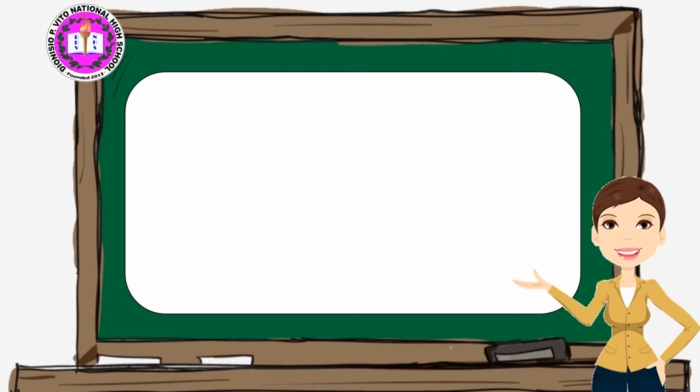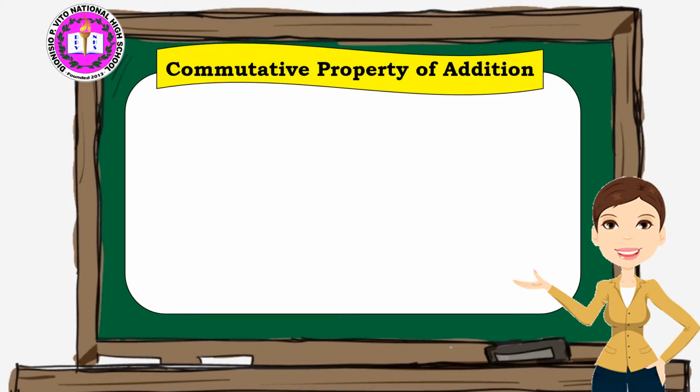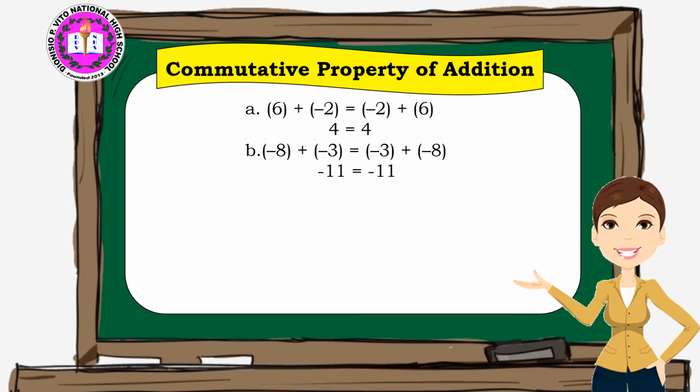The next property that we have is commutative property of addition. For example, positive 6 plus negative 2 is equal to positive 4, which is equal to negative 2 plus positive 6 is equal to positive 4. Therefore, positive 4 is equal to positive 4. Another example is negative 8 plus negative 3 is equal to negative 11, which is equal to negative 3 plus negative 8 is equal to negative 11. Therefore, negative 11 is equal to negative 11.